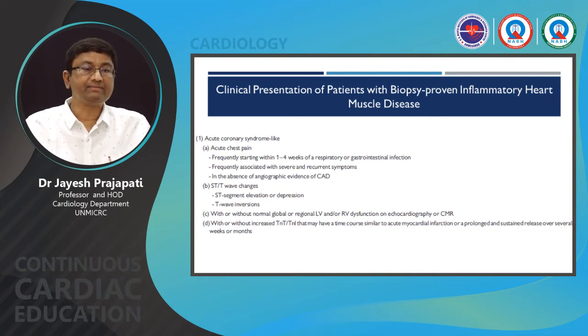Clinically, myocarditis patients present with an acute coronary syndrome-like presentation, like acute chest pain, frequently starting within 1 to 4 weeks of a respiratory or GI infection, and frequently associated with severe and recurrent symptoms, and the angiography will be normal.